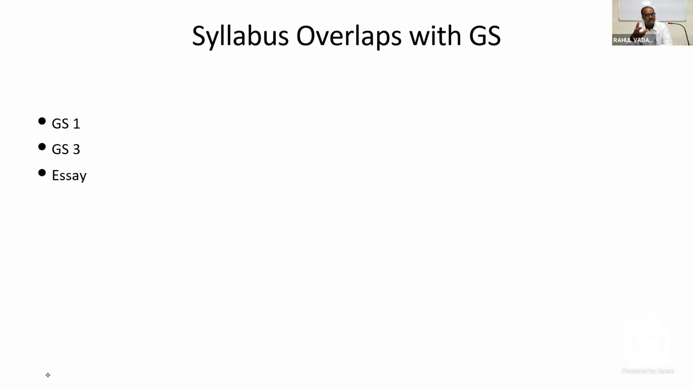Natural resources, yes, again the natural resources. Most of the part again is overlapping in GS3 as well as in the essay. So this part has to be included in your essay. These dimensions have to come in your essay. So here overlapping of the syllabus is there in GS1, GS3 and essay. Okay.